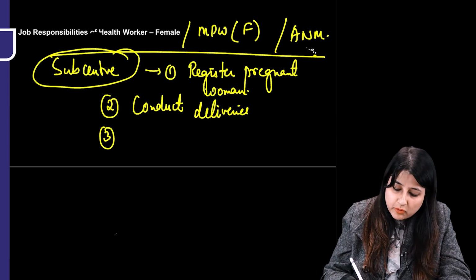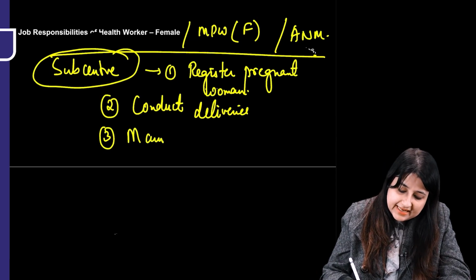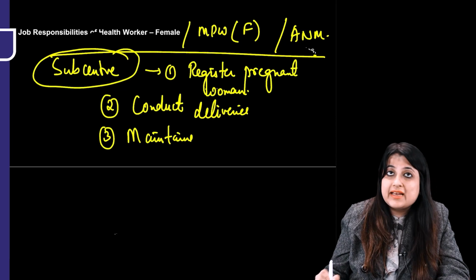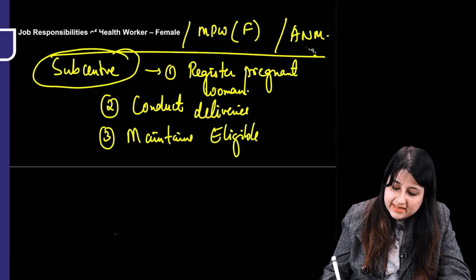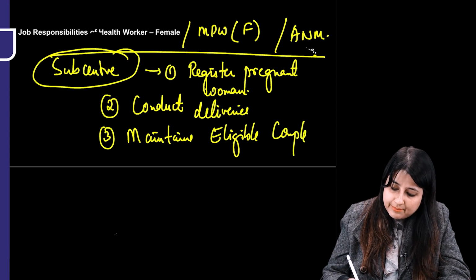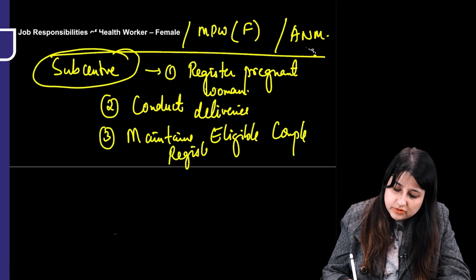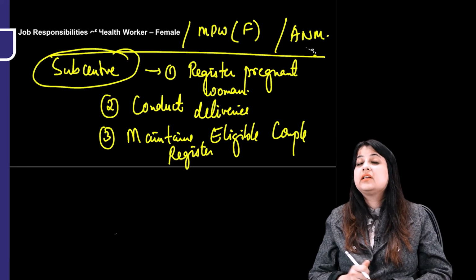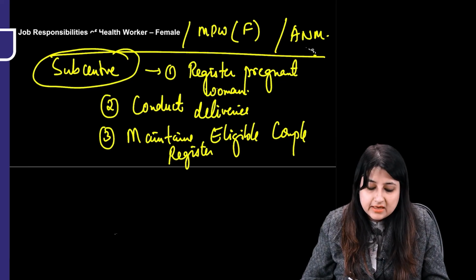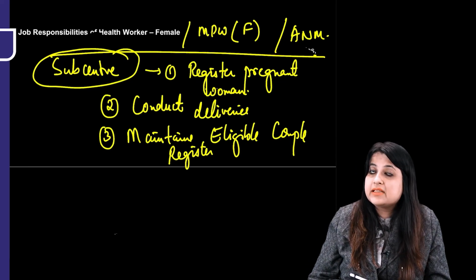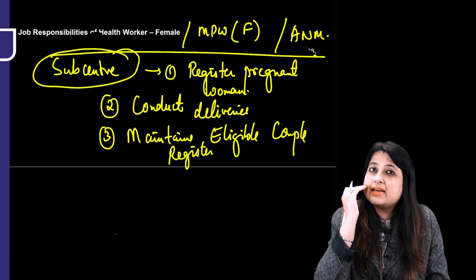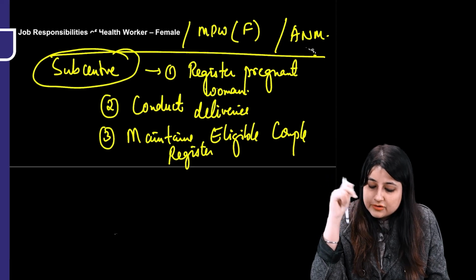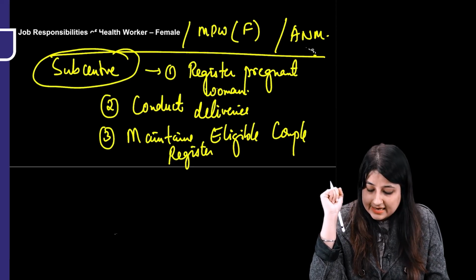What is her very important function? She maintains a special register, which you have studied also, known as the eligible couple register. Who is responsible for maintaining the eligible couple register at the subcenter? The multi-purpose worker female. This question has come many times. The eligible couple register is maintained at the subcenter level, and the responsibility is of the ANM.